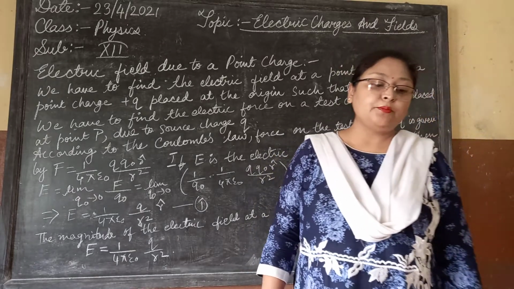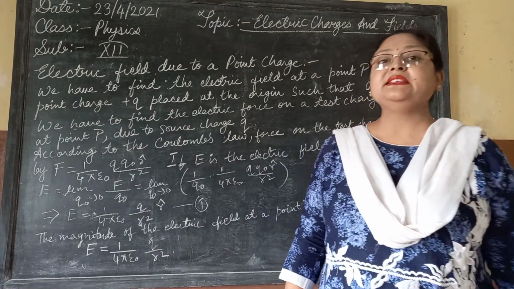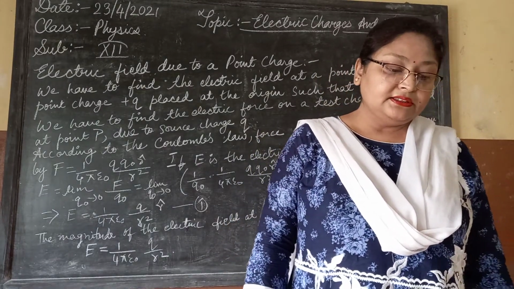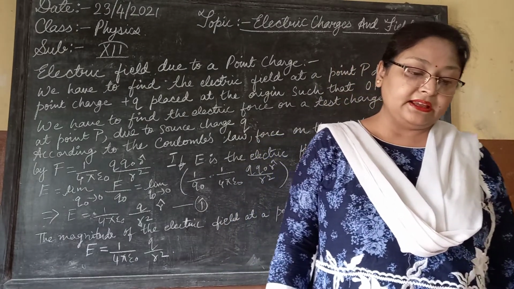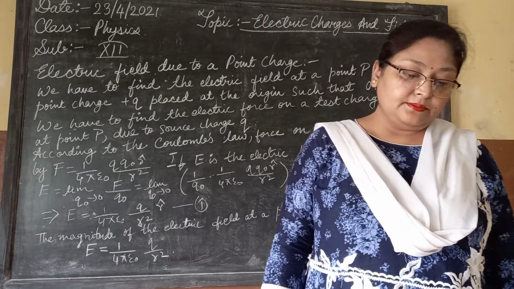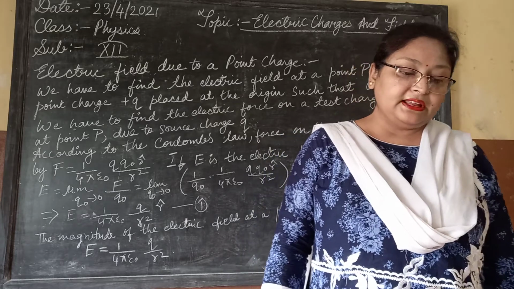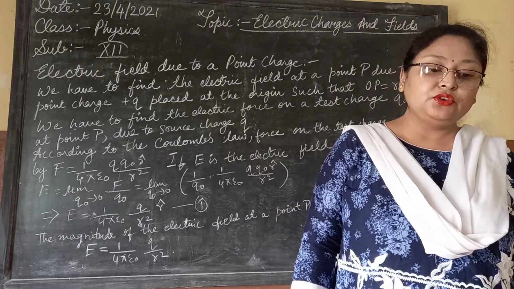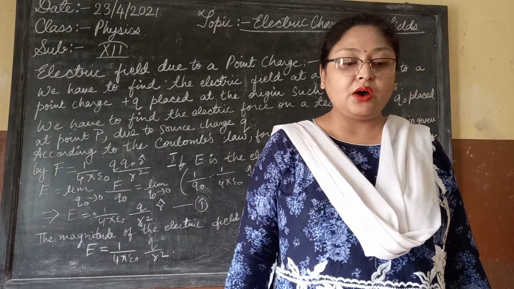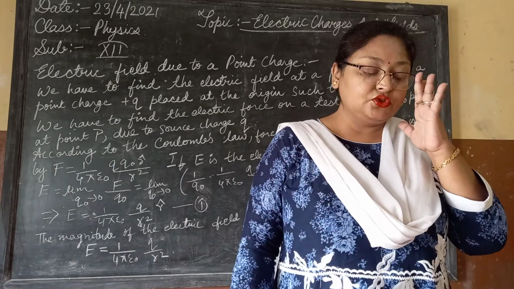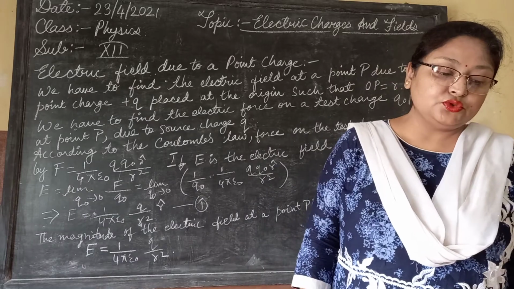Electric field due to a point charge. We know that we have taken a test charge Q0. For this test charge Q0, we have this vector R, and the force is derived from Coulomb's law. We know what Coulomb's law is and how it is derived. So we will talk about the electric field due to a point charge.